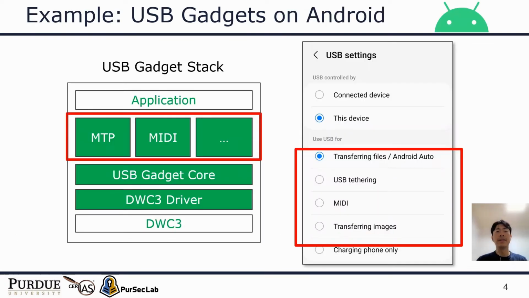So let's take a look at an example of USB gadgets on Android. In USB device mode, Android supports multiple USB gadgets such as MTP and MIDI, which are all implemented in the corresponding gadget drivers within the Android USB gadget stack. When an Android mobile device is plugged into the host computer, like the screenshot on the right, users are allowed to choose a particular USB gadget that they want to use.